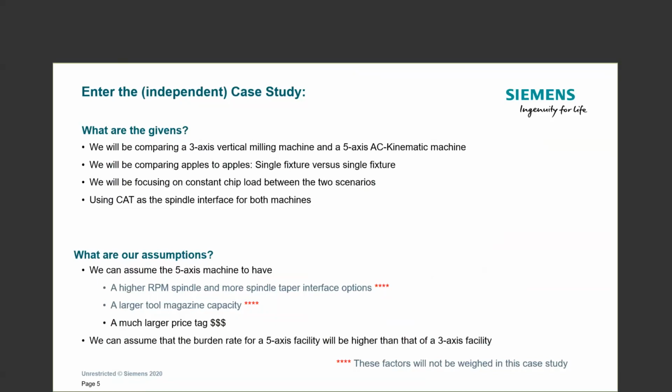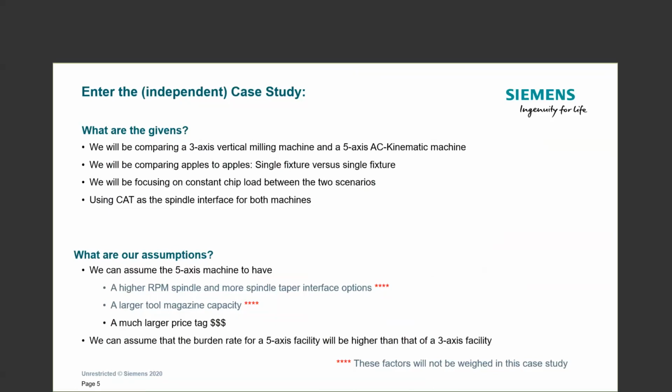One thing we can say with great certainty, and I think everybody on this call is going to agree, is that a 5-axis machine is going to have a larger price tag than a 3-axis machine. Because the price tag is different, we can also assume that the burden rate for a 5-axis facility will be higher than that of a 3-axis facility. Make sense? Yeah, but what do you mean by burden rate?